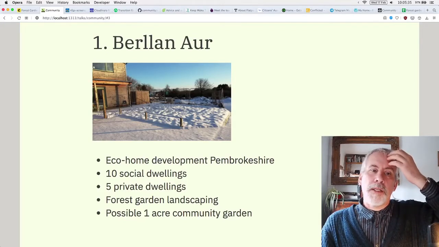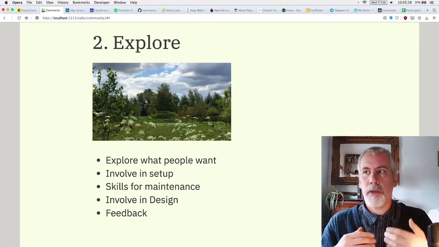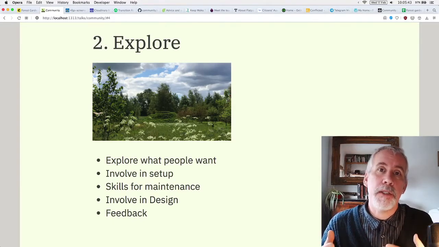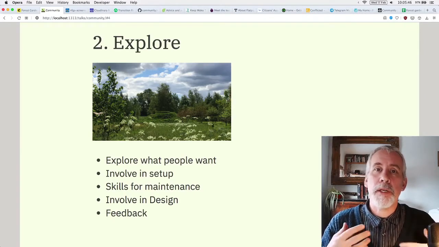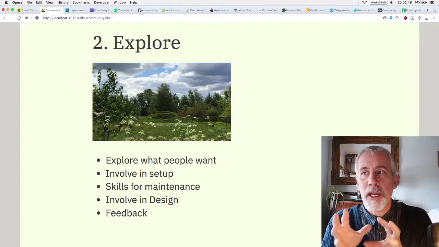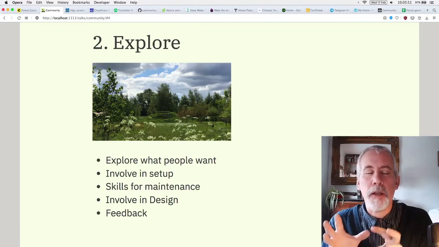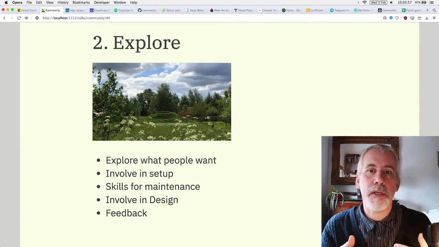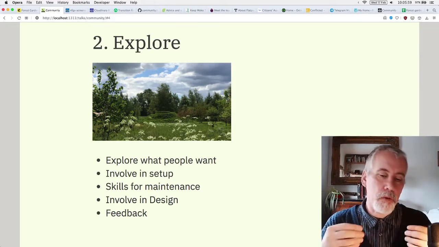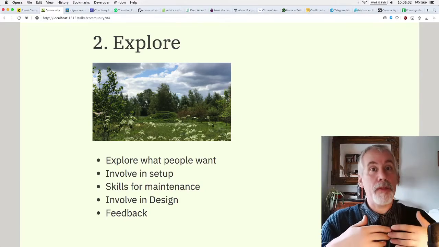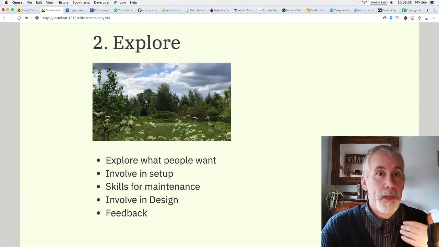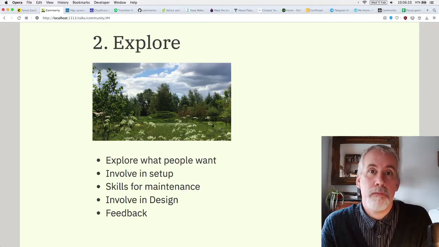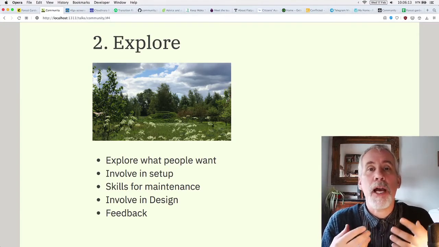Now the idea, when you're setting up a community forest garden, and it's rather difficult for me to do this at the moment because the people actually haven't moved in, they're not moving in till March, is to explore what people want. Every community garden and every community forest garden will be different because your circumstances will be different, like every garden, and the site and the land that you're working with will be different as well. So you need to do a survey. You need to survey the people involved as well as the land, to find out what people want.